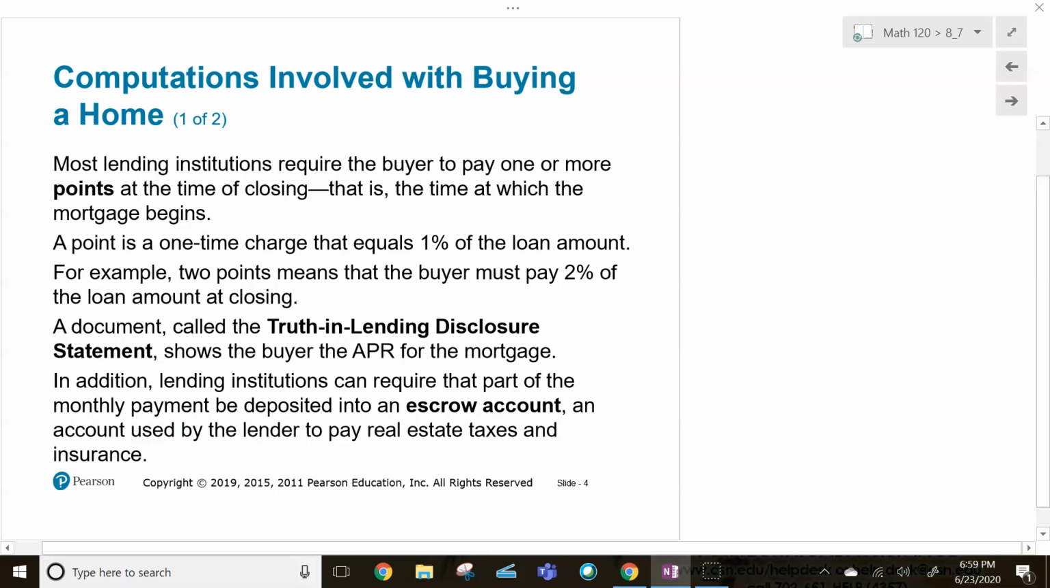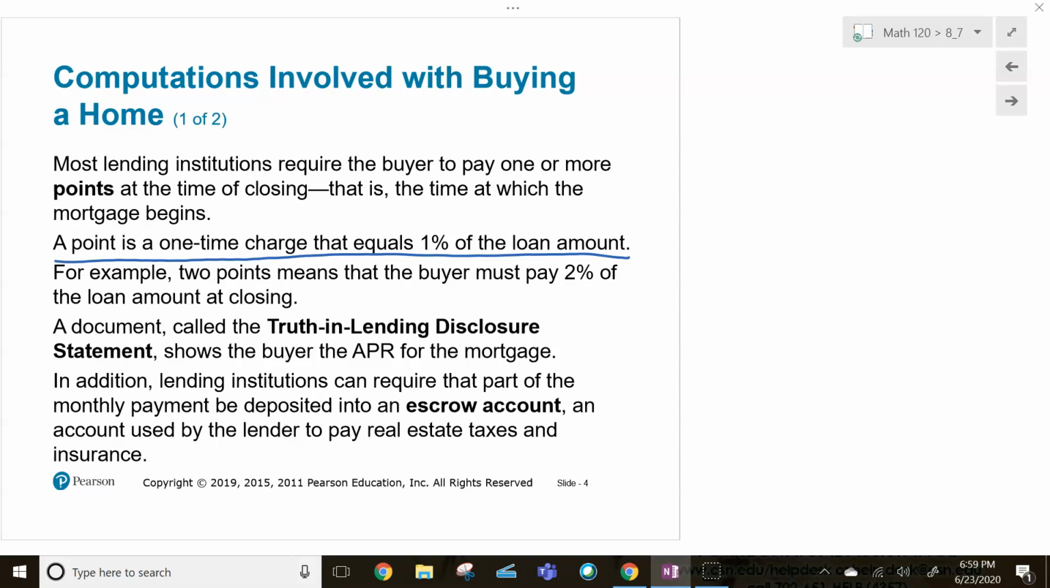So points, what is a point? Sometimes people will buy down the interest rate by purchasing points, and each point is 1% of the loan amount. That's the cost of it, and it will typically take down the interest rate for them. You can pay it up front. It's part of the cost of having the loan.